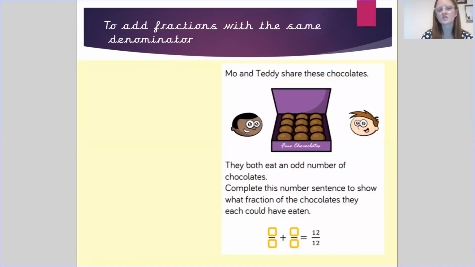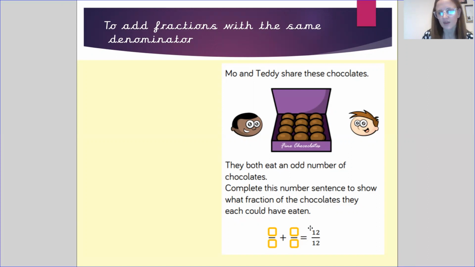Right, another question. Mo and Teddy share chocolates. They both eat an odd number of chocolates. Complete this number sentence to show what fraction of the chocolates they have eaten. So remember, your odd numbers are numbers that can only be divided by one and themselves. Your even numbers are numbers like 2, 4, 6, 8, 10, 12, and they both eat an odd number. And you have to tell me, finish that question.